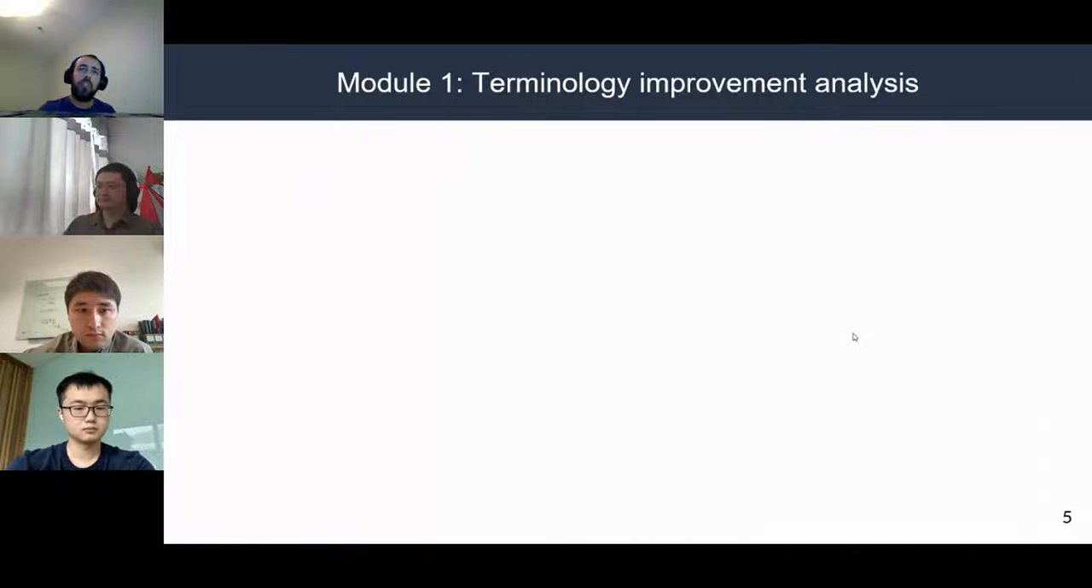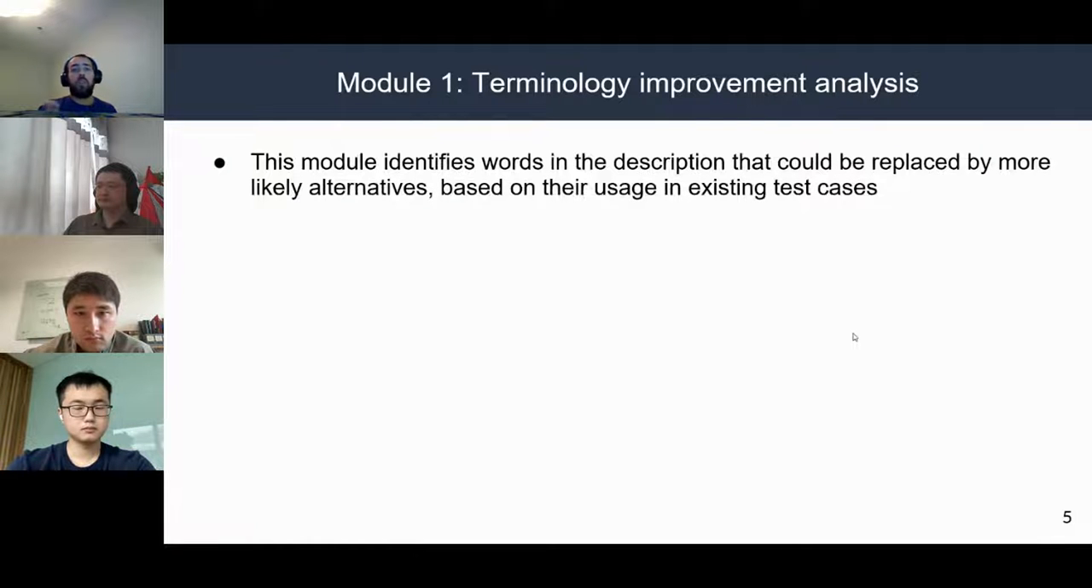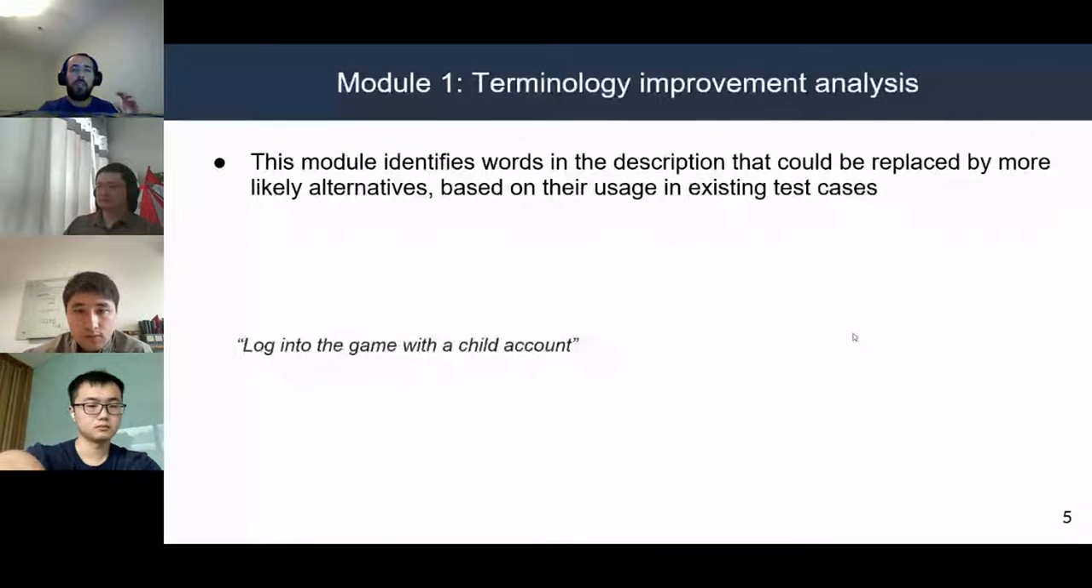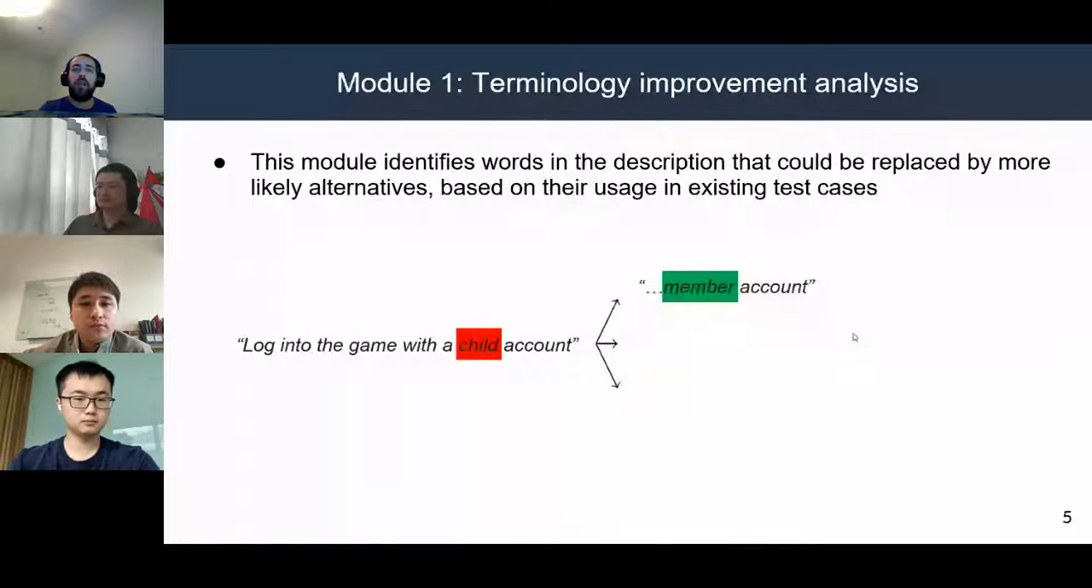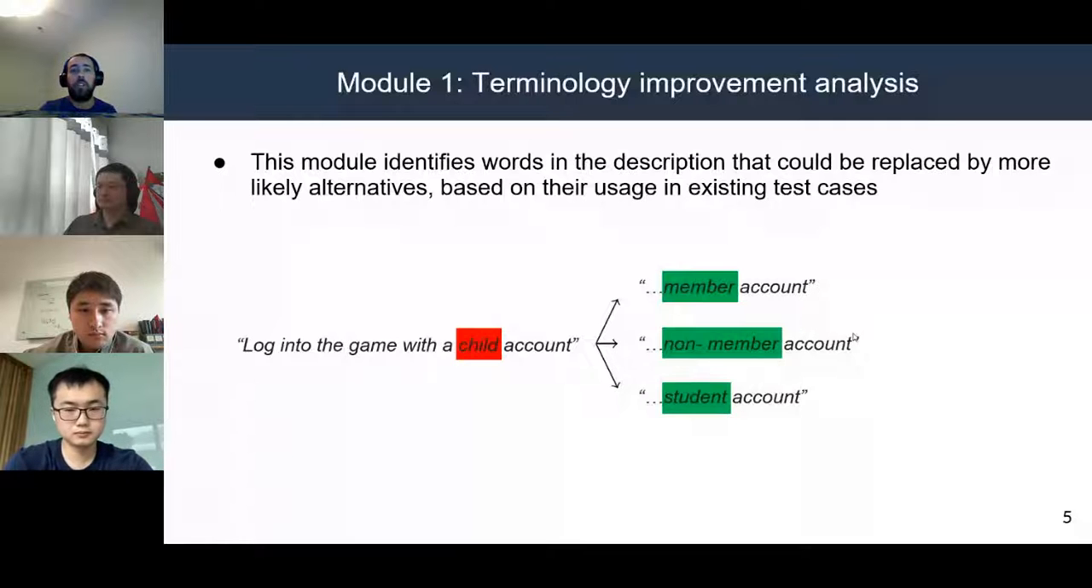So for the first one, it identifies words in a description of a test case that could be replaced by more likely alternatives based on their usage in the previous existing test cases. For example, if a new test case has this step, logging to the game with a child account, this module suggests replacing child by either member, non-member, or student account. And you can see that if you have either member or non-member, for example, we're going to have a more clear step here, which already indicates the type of account that's necessary for the tester for this test case.